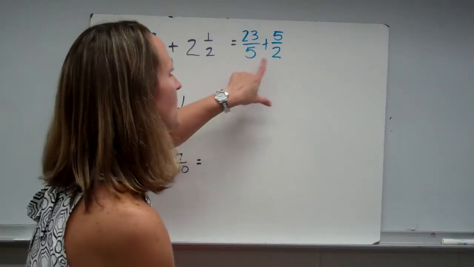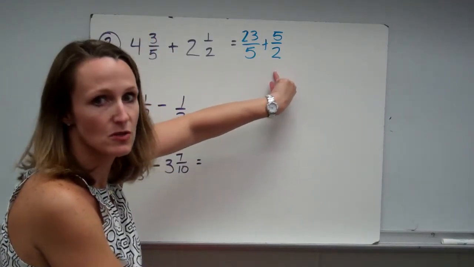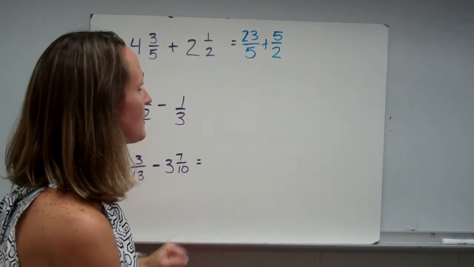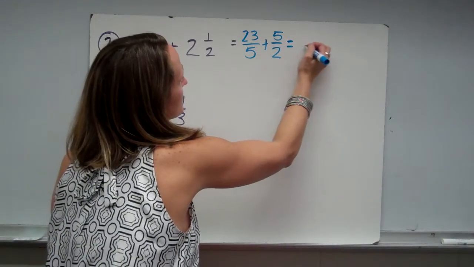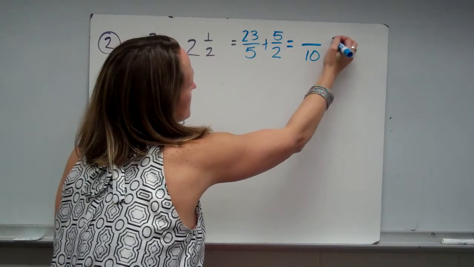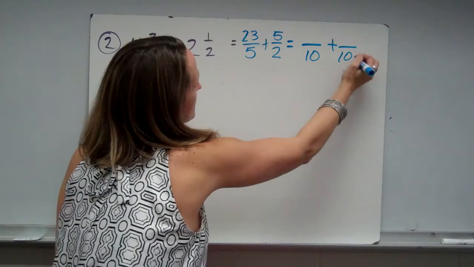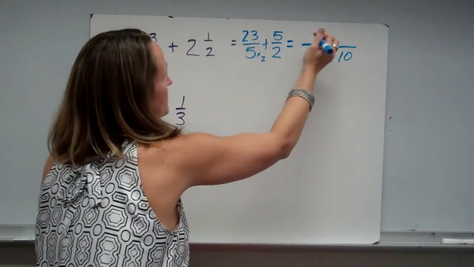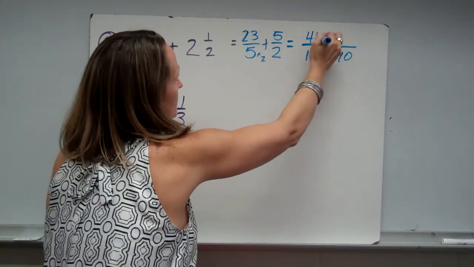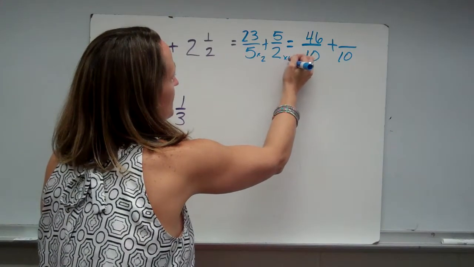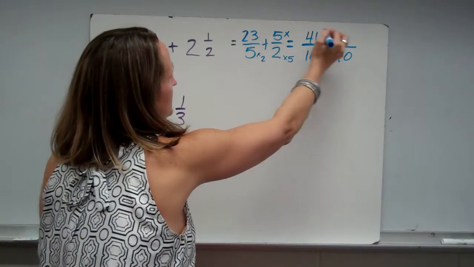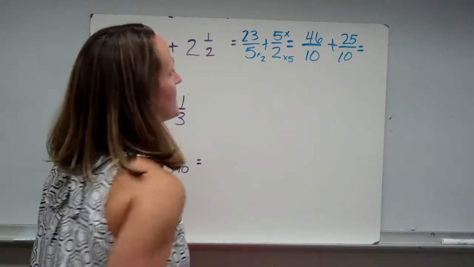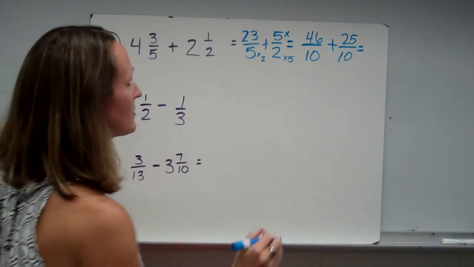Okay? I do not have a common denominator, so I must find one. 5 and 2, my least common multiple will be 10. So I'm going to multiply 5 times 2. 23 times 2 is going to be 46. I'm going to multiply 2 times 5. 5 times 5 is going to be 25.